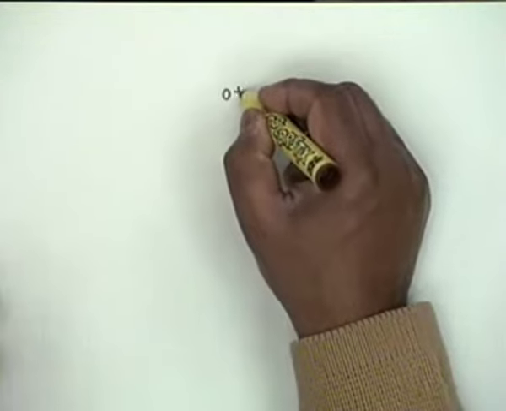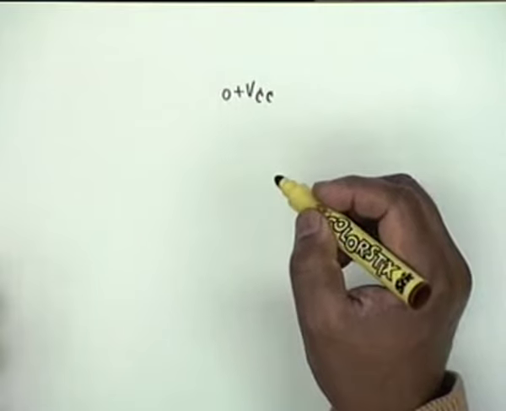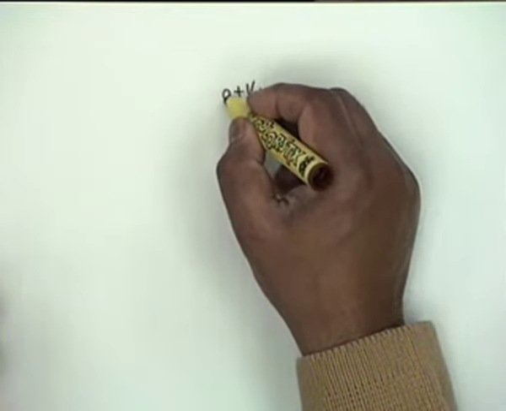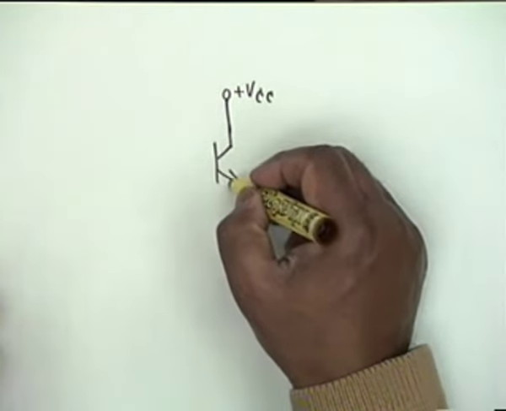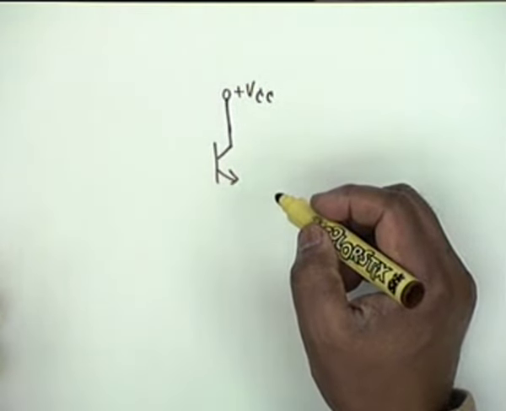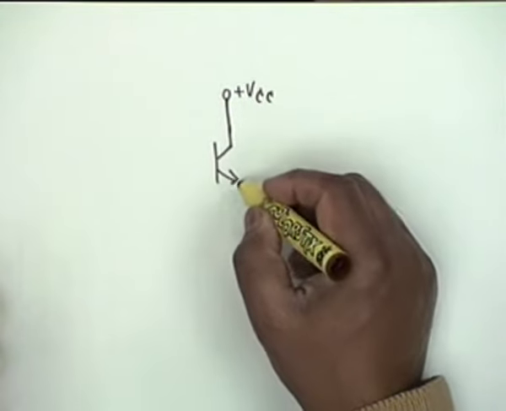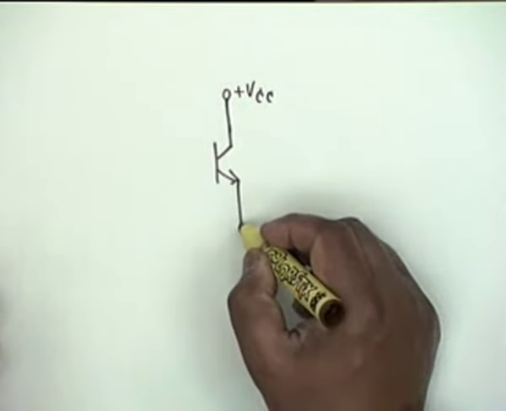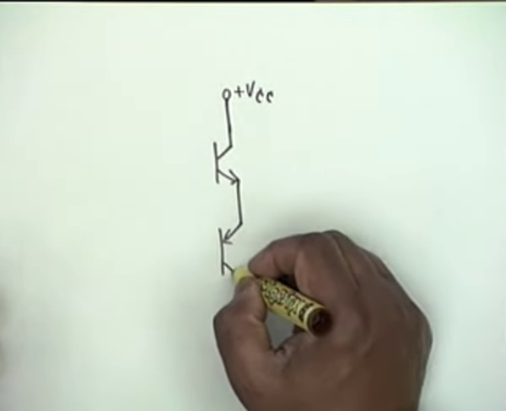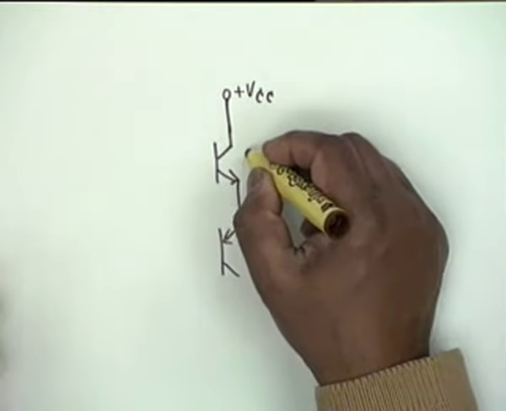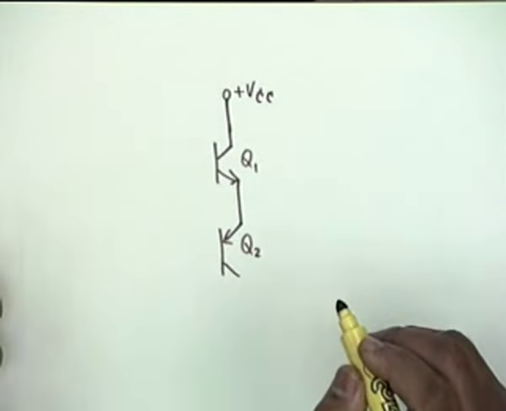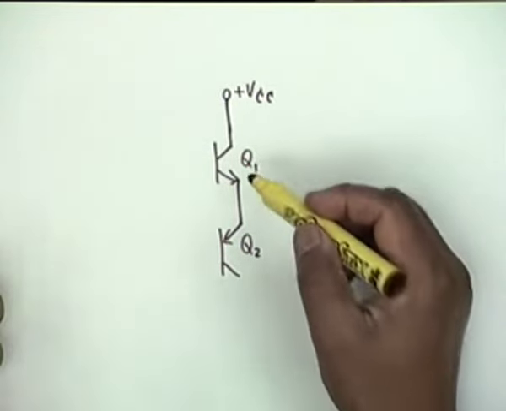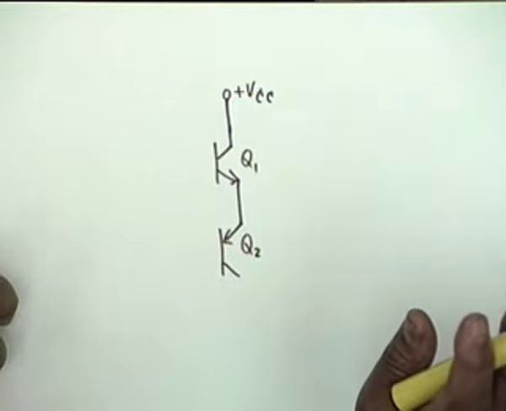And the circuit, I had already given in one of the tutorial sheets. The simple circuit for a class B power amplifier using integrated circuits is this: you have two transistors, one NPN and the other PNP, in a complementary symmetry. Q1 and Q2 are otherwise identical.